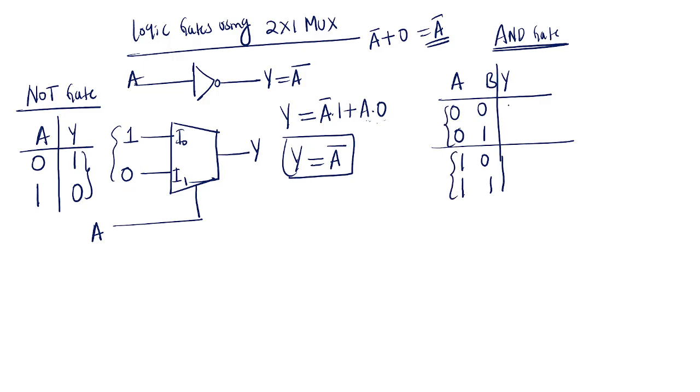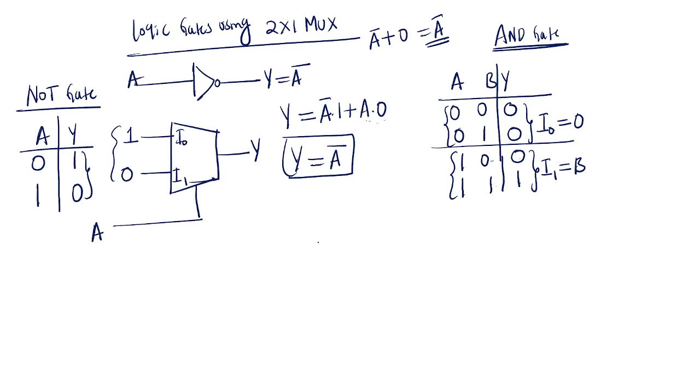And what is the truth table for AND gate? If any one of the input is low, the output is low. And if both inputs are high, the output is high. And you see here, this is I naught. I naught equal to what? It is nowhere depending on B, so 0. Okay. I1: yes, it is depending, same as B. 0 means 0, 1 means 1. I can write B, no?